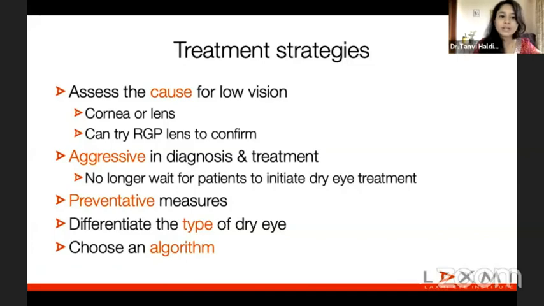So when a patient with cataract comes with low vision to us, it is imperative to see if the vision loss is because of dry eye or because of the cataract. We have to be more aggressive in our diagnosis and treatment, and sometimes even start a lubricant before surgery as a preventative measure. Differentiating the type of dry eye gives us a better treatment profile, and we should always set a protocol.